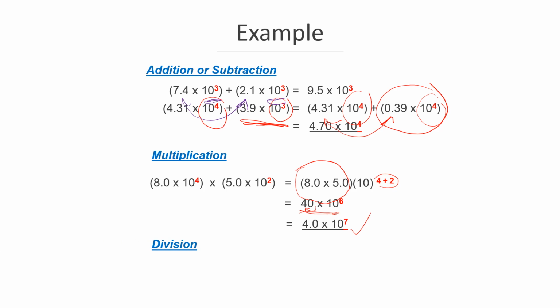How about division? Division is also the same as multiplication. In this case, we have the value 6.9 times 10 to the power of 7 divided by 3.0 times 10 to the power of minus 5. So the values at the front we divide, and the powers we subtract. So we can get the answer as 2.3 times 10 to the power of 12.